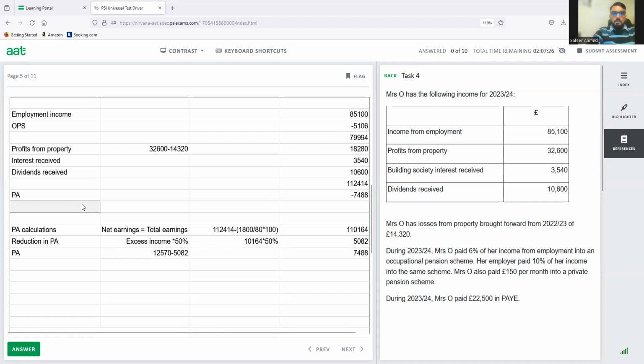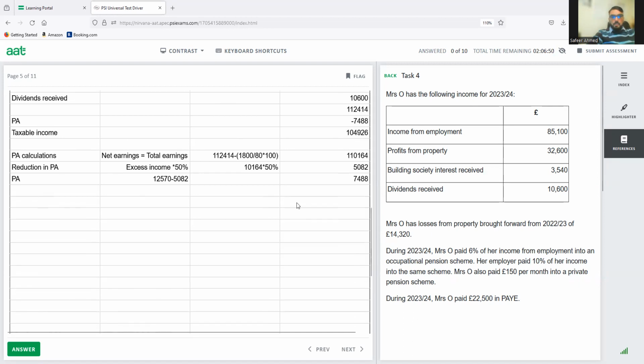This will give you the taxable income, the income which we were after, so we can work out the income tax liability. So the taxable income is 112,414 minus 7,488, which gives you 104,926. Now, we need to work out the income tax on this amount.